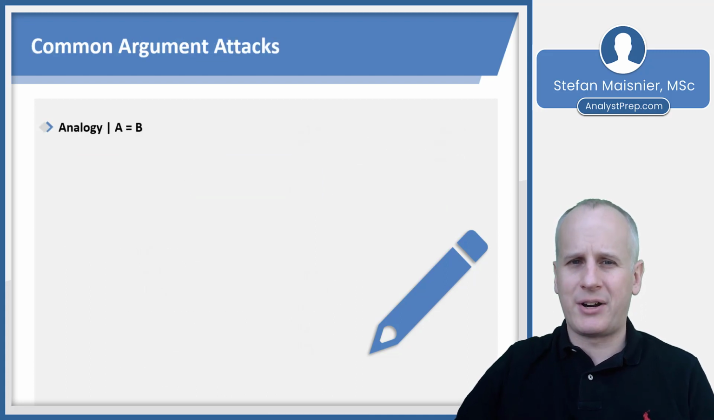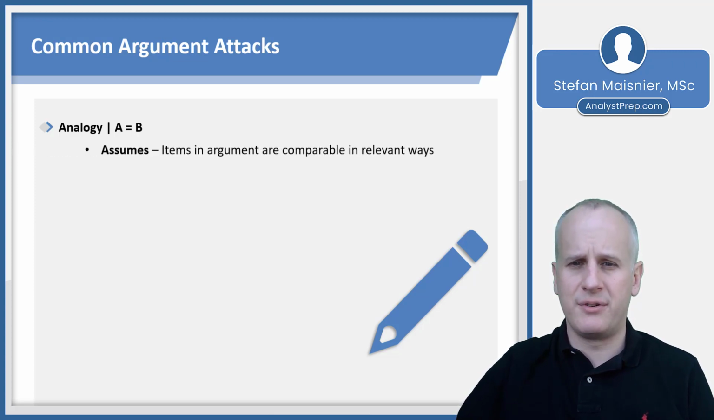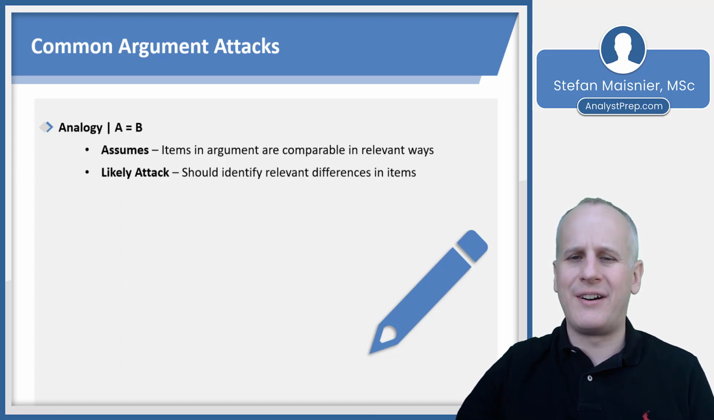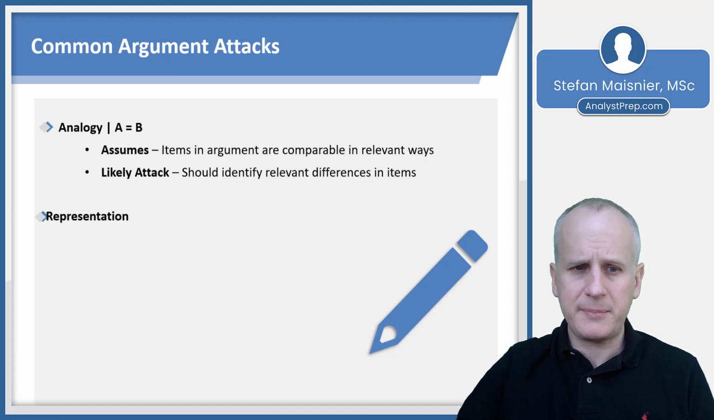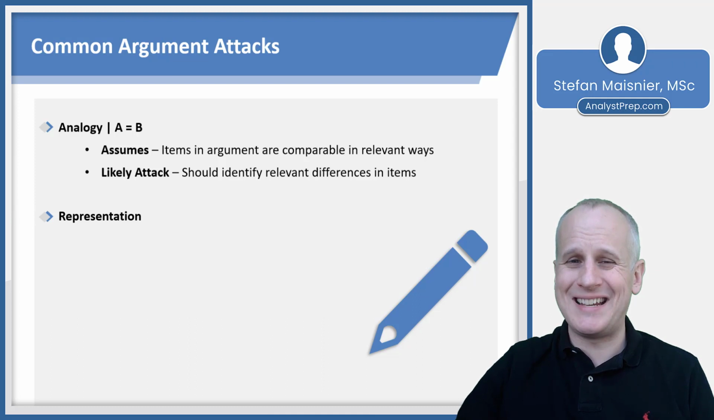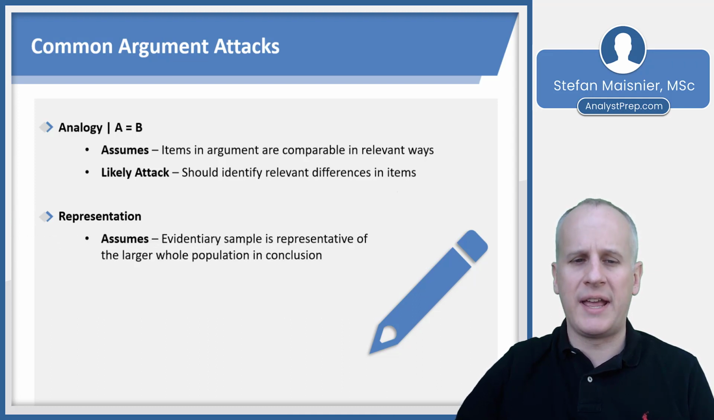So let's talk about our common argument attacks. Our first common argument type is going to be an analogy. And an analogy just assumes that the items are comparable in relevant ways. So in order to attack an analogy, you need to show that there are differences in the items that are relevant that may have been overlooked. You also have representation as a common argument style, and that is going to always have the assumption of the evidentiary sample being representative of whatever the larger whole population is in the conclusion.